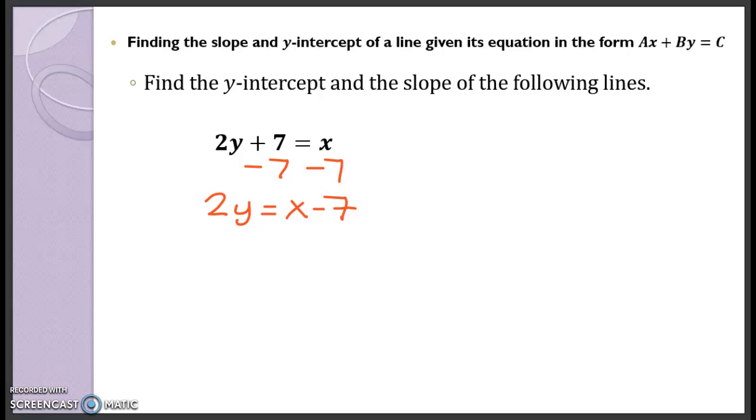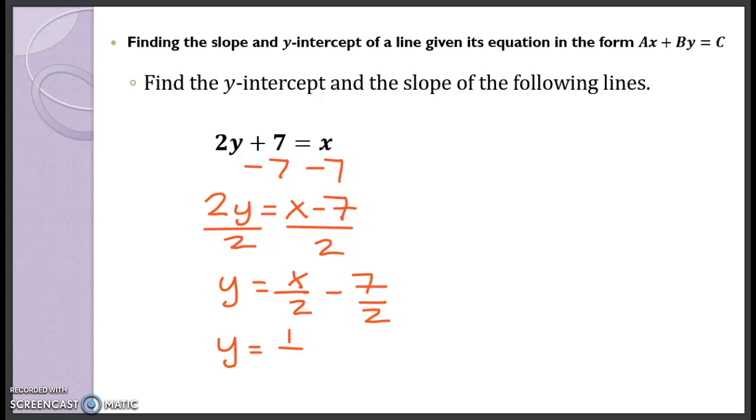Okay, now y is still not by itself, so we need to divide both sides by 2. This is a very common mistake here. So now it becomes x divided by 2 minus 7 divided by 2. Okay, we have to remember that both pieces on this right-hand side are being divided by 2. Now if I want to get this into mx plus b format, x over 2 is like having 1/2 times x, and then minus 7/2.